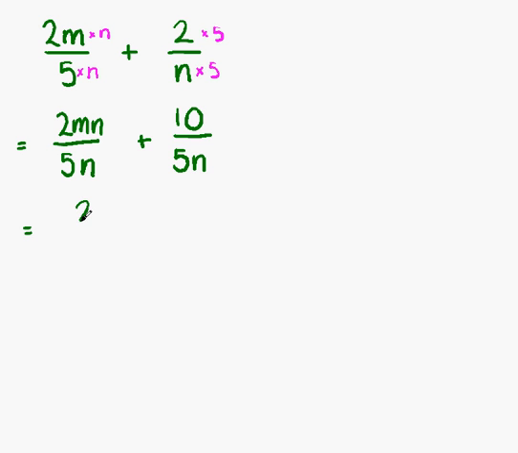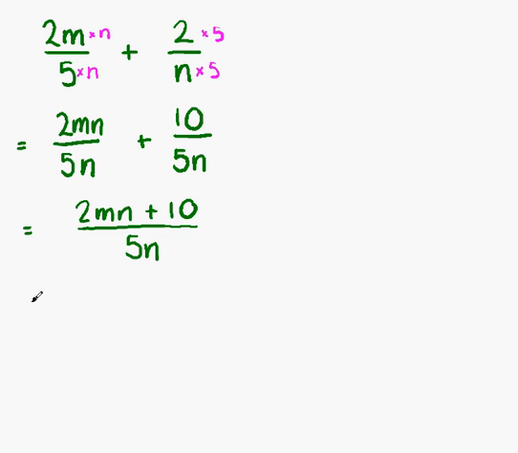So we have 2mn plus 10 over 5n. Our question asked us to simplify, so what we need to do now is check to see whether this fraction can be simplified. So at present there's nothing we can do to simplify.